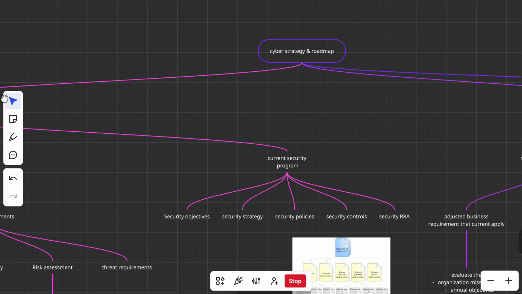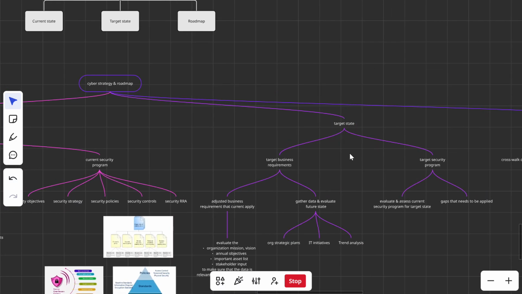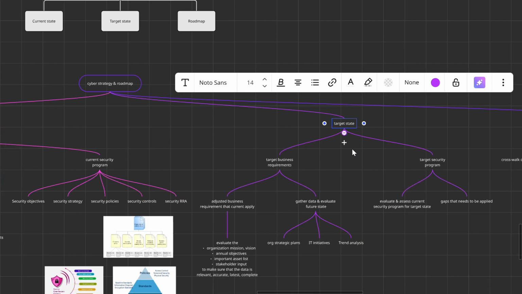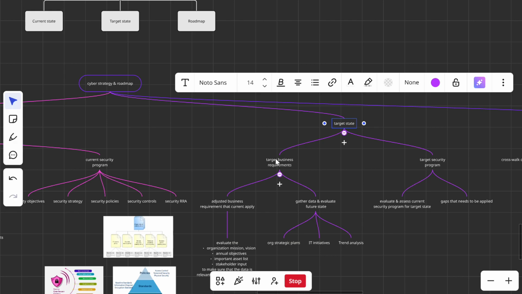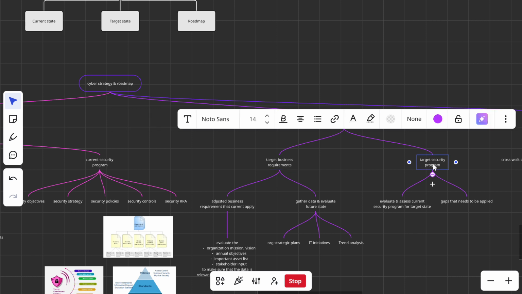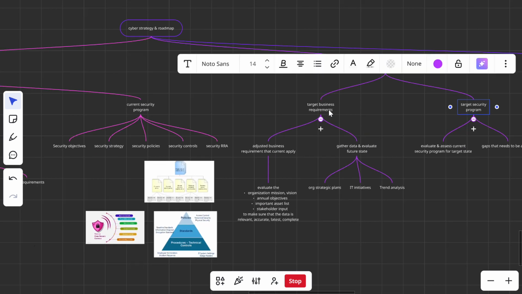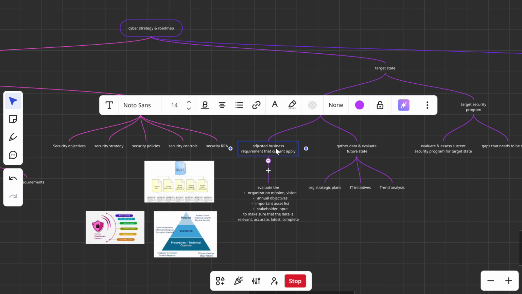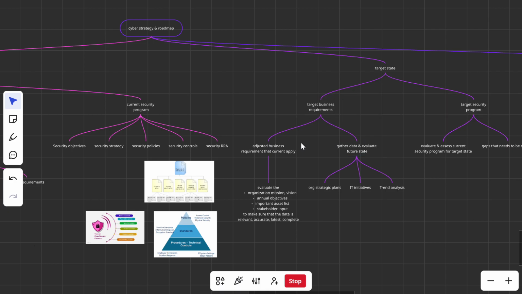So we move on to the target state. The target state is where do we want to be? So it's not defined at this point. We have to define it. Like the current state, I'm going to divide it into the business and security program. In business, I'm also going to further divide it into adjusted business requirement that currently apply and the future state.